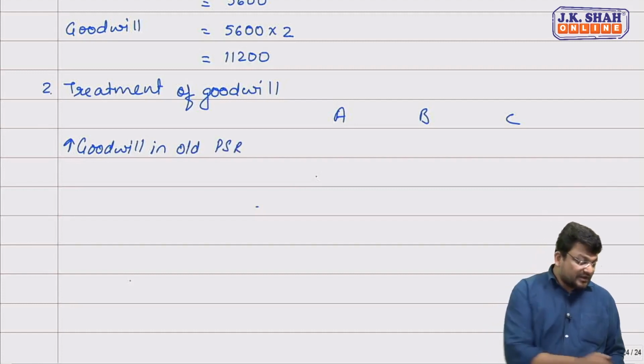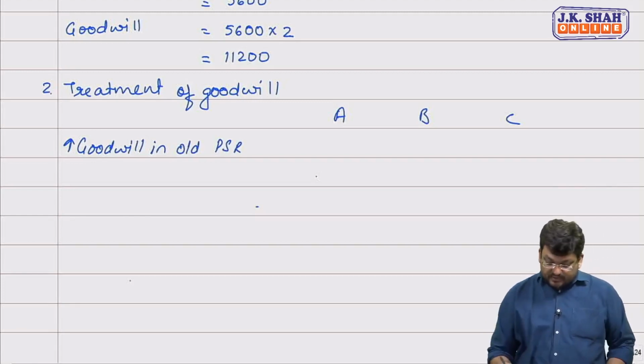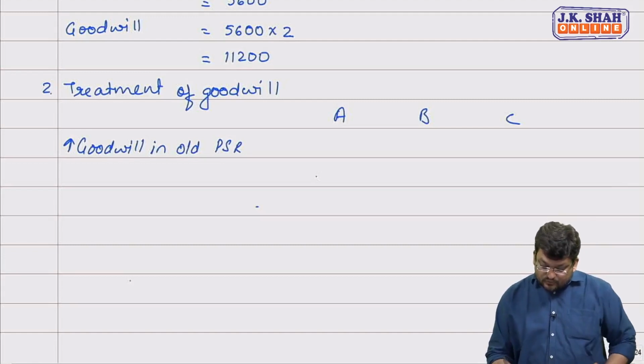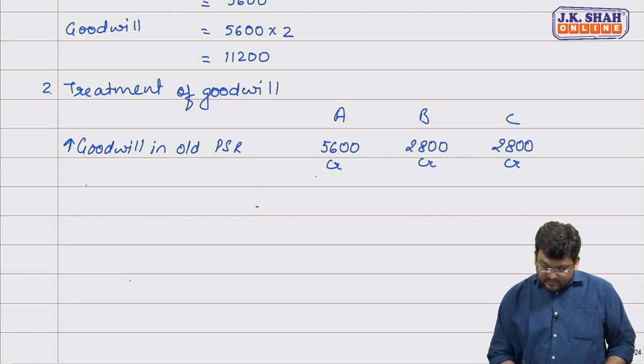What is the old ratio of partners? They were sharing profits and losses in the ratio 2:1:1. So we'll be raising the full value of goodwill in the ratio 2:1:1: 5,600, 2,800 and 2,800. And then we would be writing off the full value of goodwill in the new profit sharing ratio.